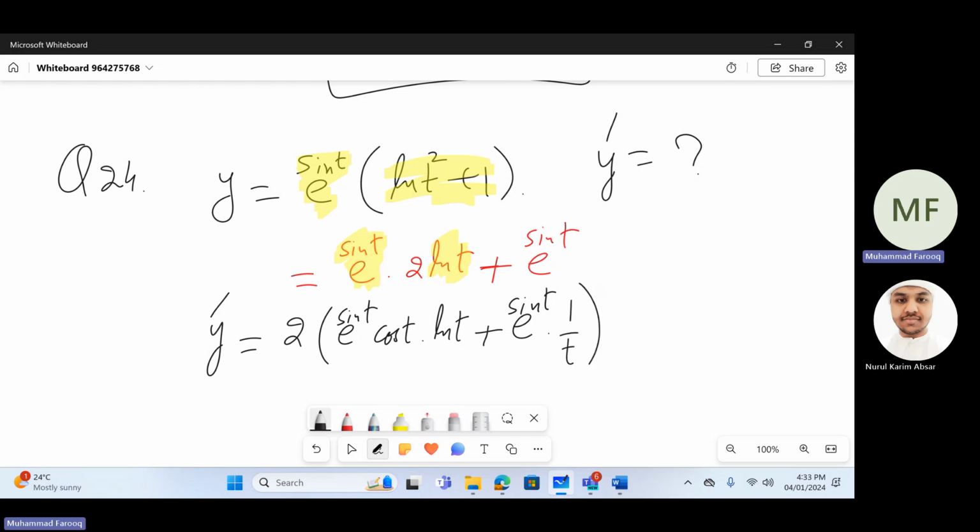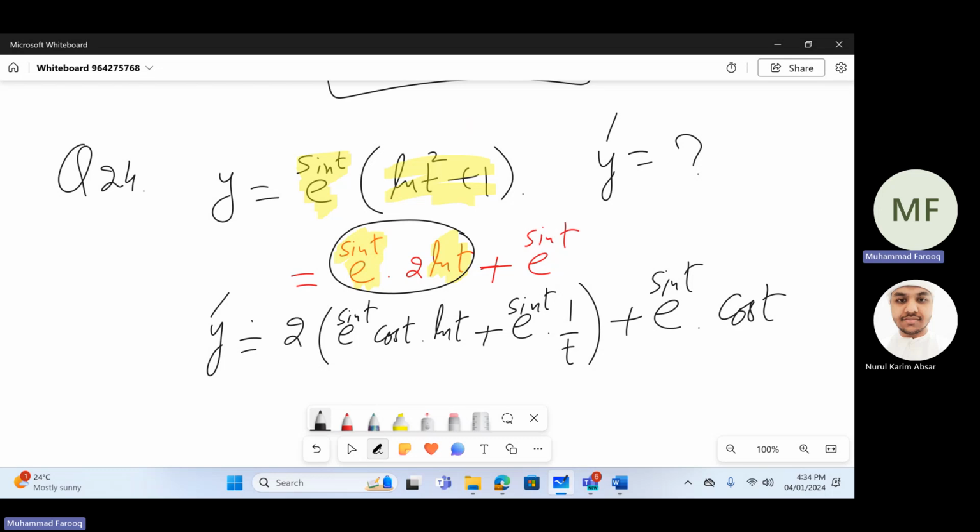So I just finished this one. This is the answer of this one, please. Plus, and now differentiate e power sin t, please. So plus e power sin t as it is, then multiply by the power derivative, cosine t. So copy the same function and multiply by the power derivative. Here we use the product rule, and here we use the exponential e rule, that's it.